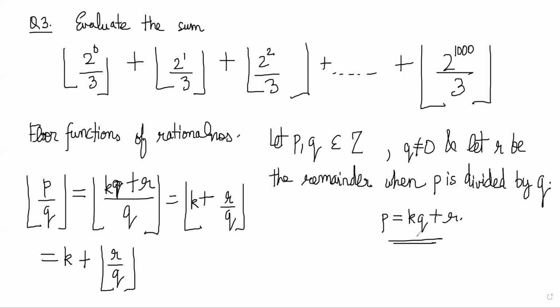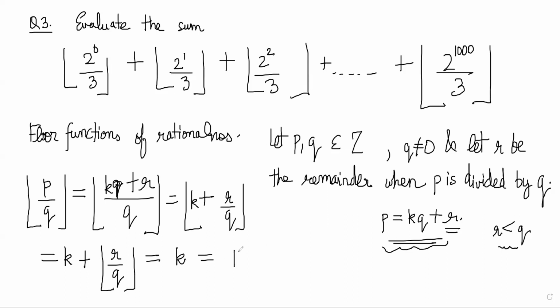And now notice that because we are using the division algorithm here, R is clearly less than Q, right? That is the basic definition of a remainder. The remainder has to be less than the divisor. So R is less than Q, so GIF of R by Q will be equal to 0. So this is simply K.